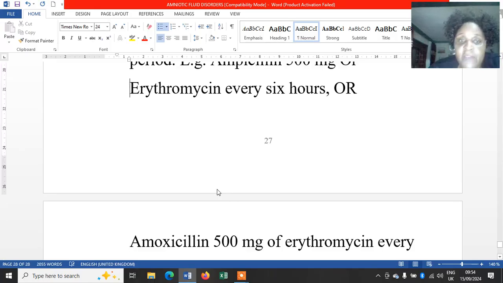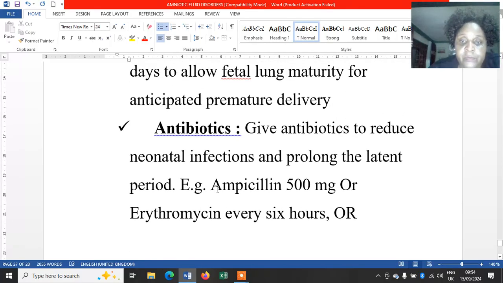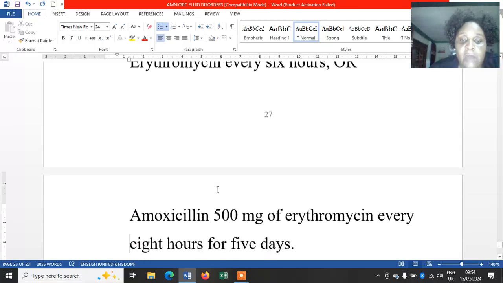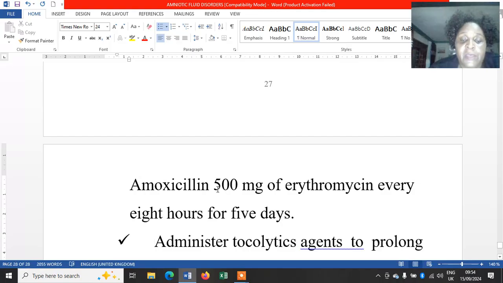Then we also give antibiotics, preferably ampicillin or erythromycin or amoxicillin in order to prevent infection. So we give it as a prophylaxis.